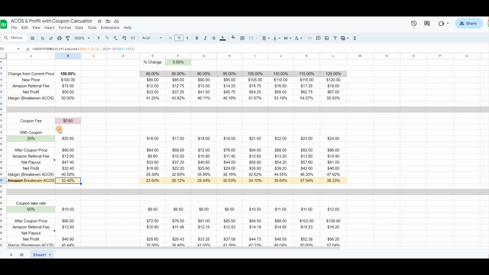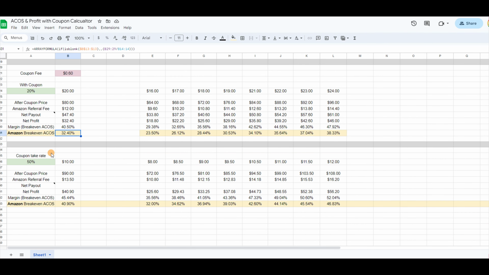So that's one thing to keep in mind. The second thing to keep in mind is that these numbers may actually be a little bit better because we have a coupon take rate, meaning not every single customer that sees the product that has a coupon will actually clip the coupon and buy it. And there could be many reasons for that. Sometimes they don't see it, sometimes it doesn't apply, sometimes the customer is not eligible for it for whatever reason.